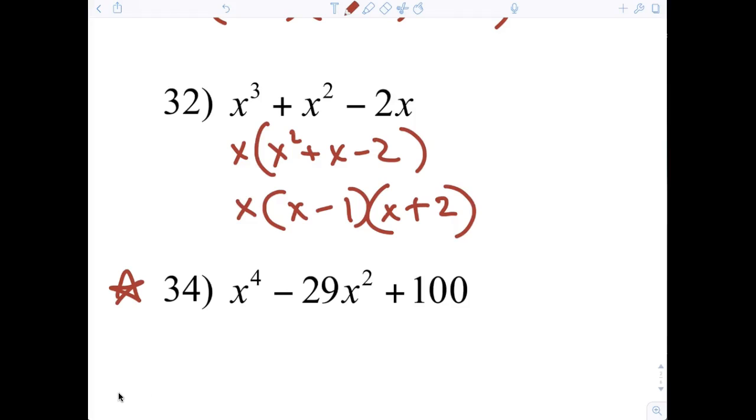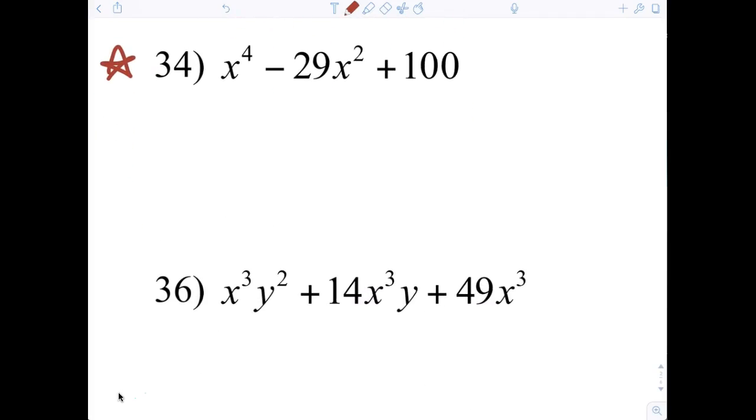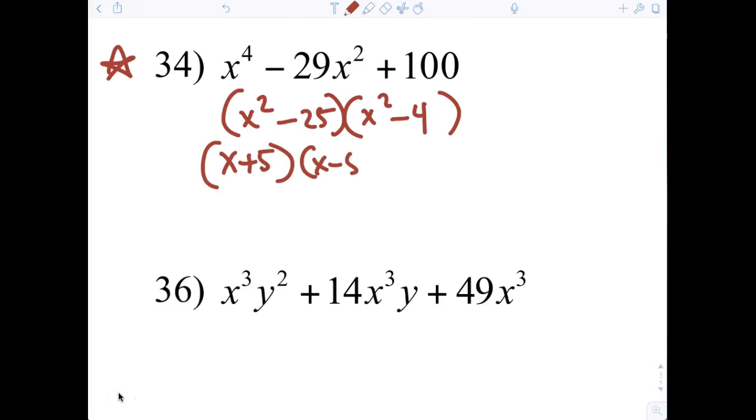All right, please, everybody put a little star by 34. 34 is a tricky one. Very tricky. Okay? So here we go. 2 sets of parentheses. x squared, x squared. Now, what are the factors of 100 that make 29? 25 and 4. That's exactly right. So it's going to be minus 25 and minus 4. Everybody agree with that? That's right. These both can factor. So that's going to be x plus 5, x minus 5, x plus 2, and x minus 2.